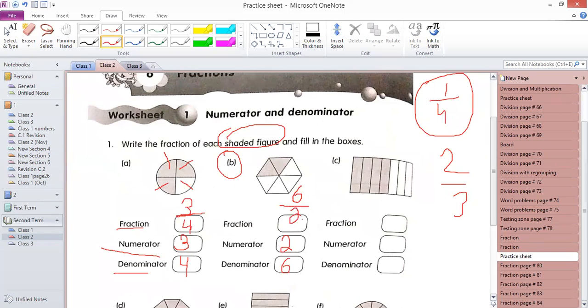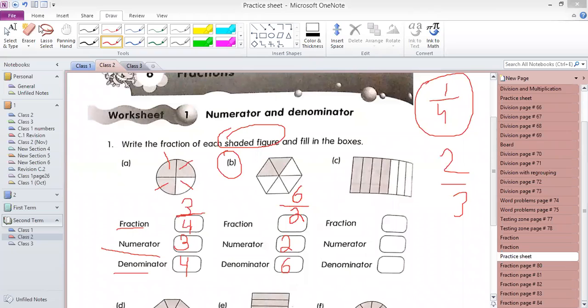Two? Yes. Are you sure? Okay, let me take answers from other students. Guys, is it correct? No.